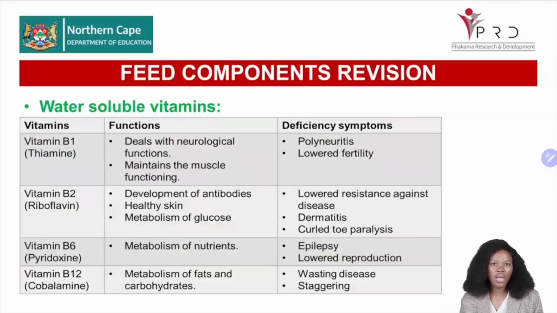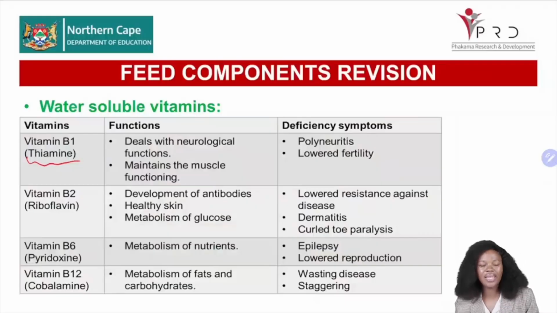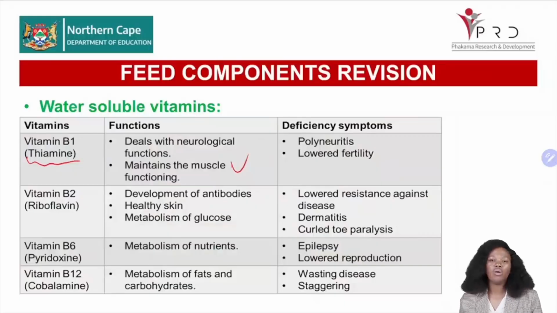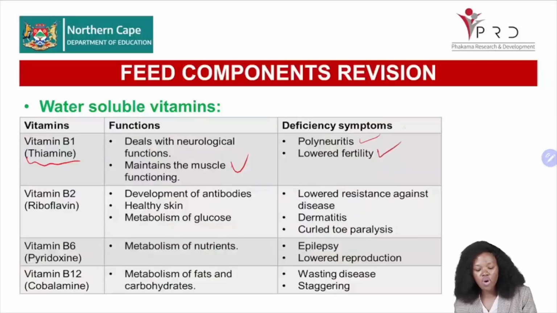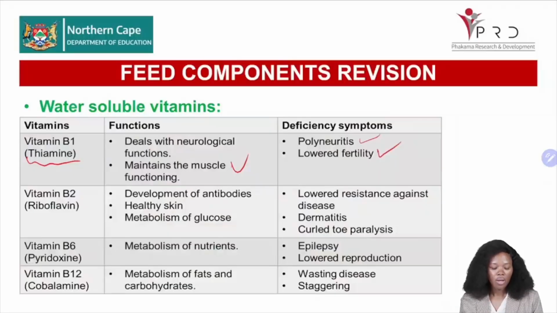Now, vitamin B1 is also referred to as thiamine. So in the exam, they can provide you with a term or word, thiamine, and then you should know that thiamine is vitamin B1. Now, this thiamine deals with neurological functions, how nerves are functioning, right? It also maintains the functioning of muscles. Now, the deficiency symptoms, right? An animal will suffer from polyneuritis, or there will be lowered fertility, right? Or the muscles will not be able to work properly. They will be stiff, right?